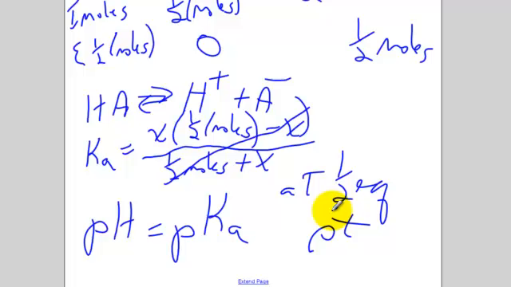Which means, if you have an unknown acid, if you don't know what acid you're titrating, if you know the pH at the half equivalence point, you can find the pKa. From there you can find the Ka, and then you would know what acid you were doing. So this is a very, very important place, the half equivalence point.